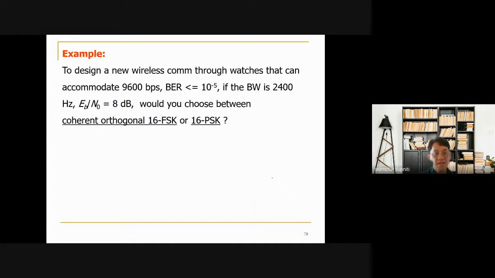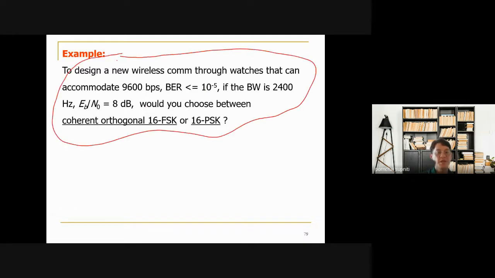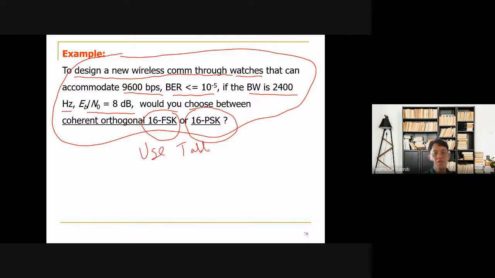Okay. Last example, I think I don't have time, so you can work on this problem as homework. The problem says that if you need to design a communication system, let's say through your watches, that can accommodate 9600 bit per second, and bit error rate is less than 10^-5. Say that the bandwidth available is only 2400 hertz, SNR available is 8 dB. What would you choose between 16 FSK or 16 PSK? You can use the table on the previous page to compute.